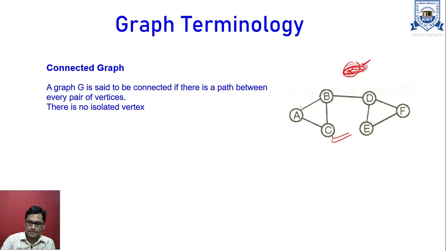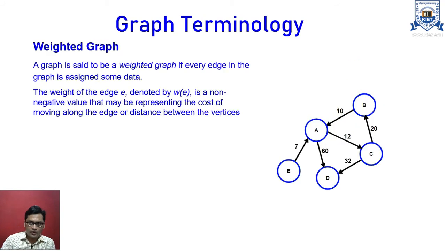Now, weighted graph. Every edge in the graph is assigned some data. This data can represent different scenarios. Suppose you consider the distance between B and C is 20 units. Or you can say the profit from B to C is 20. You can consider this data, the 20, as representing different scenarios.